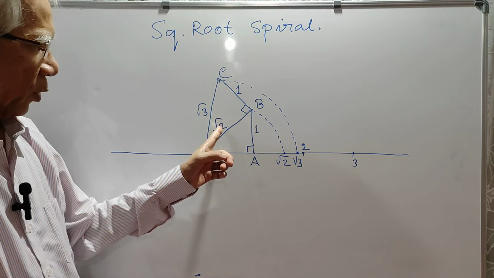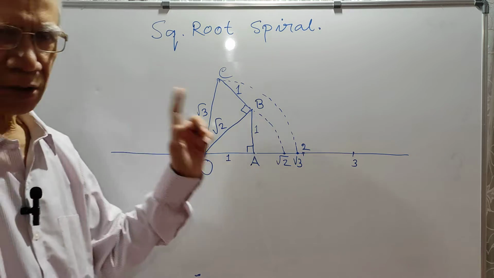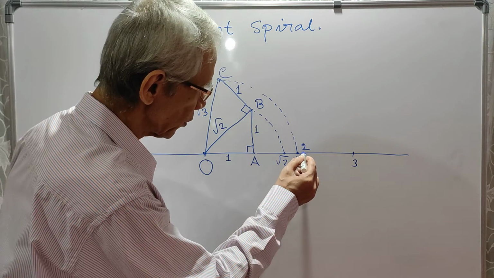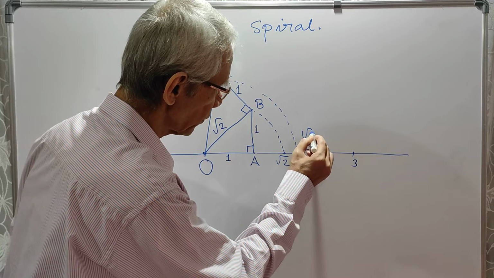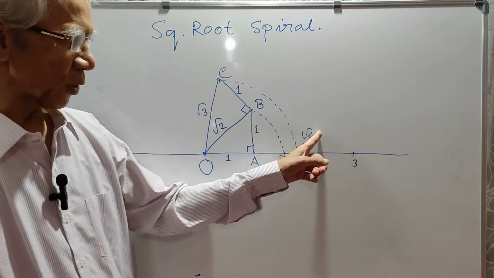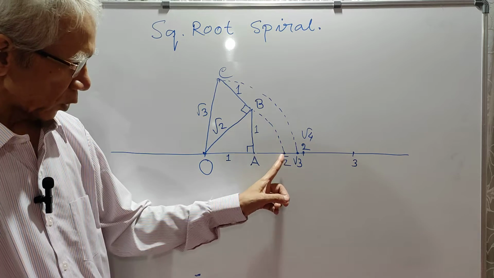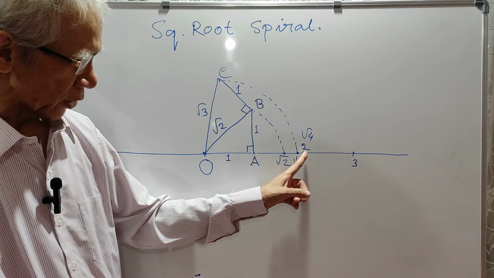Now root 2, root 3, next root 4. The square root of 4 is 2. So 2 is this point. This point is the square root of 4, 2 or square root of 4. So root 2, root 3, this is root 4.